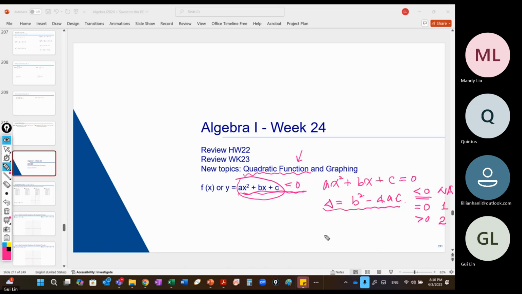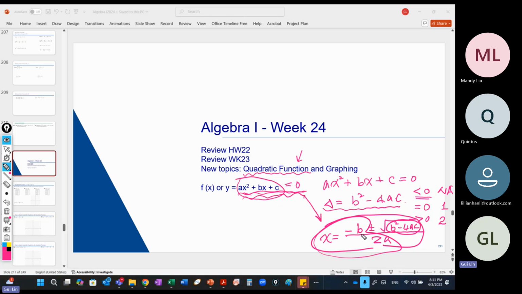What are the two solutions? Negative b plus or minus the square root of b squared minus 4ac, over 2a. So when the discriminant is greater than or equal to 0, that's why the square root always needs the part under it to be greater than or equal to 0. When it equals 0, the square root part is nothing, so the solution is only one here, right? Basically, we learned this part: you can find the solutions.